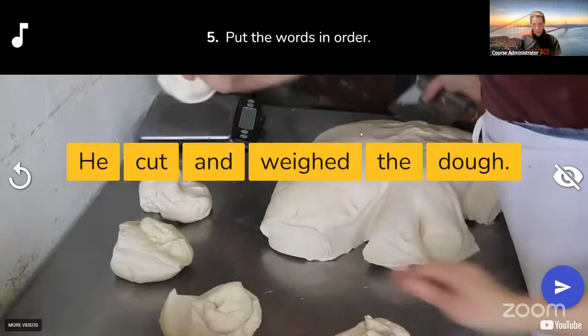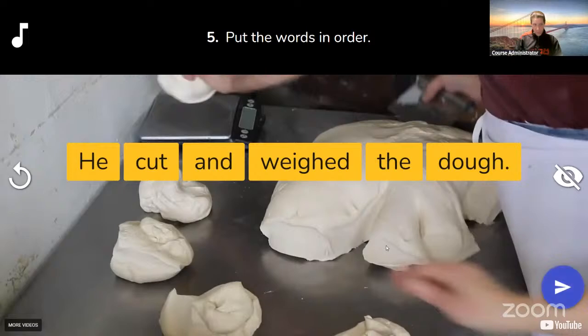So can you change this one into the passive form? Because he, we don't know who he is. So we would need to start with which part of the sentence here? We would have to start with the dough. The dough is cut and weighed. So the dough is cut and weighed.